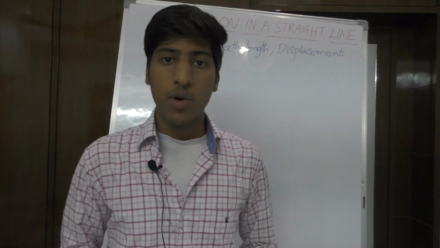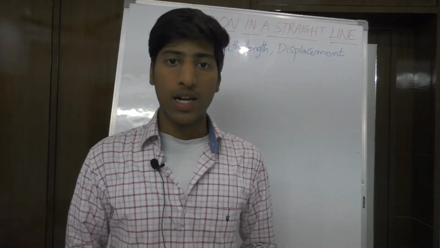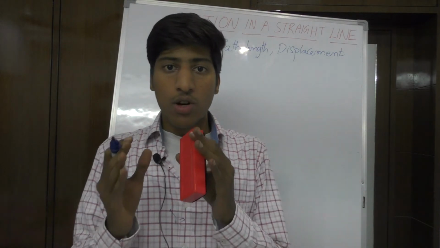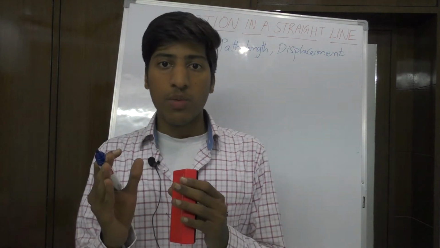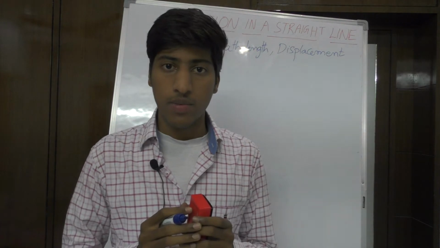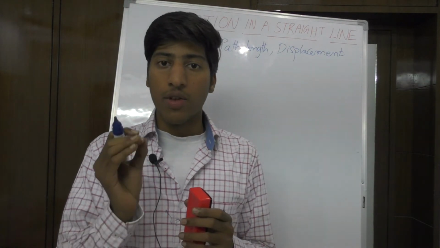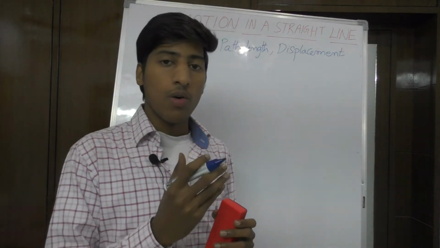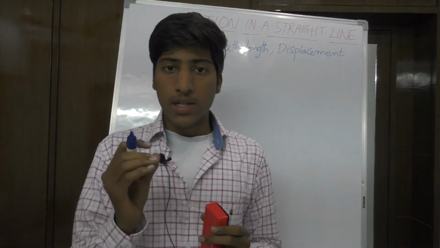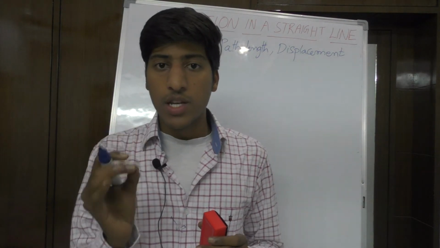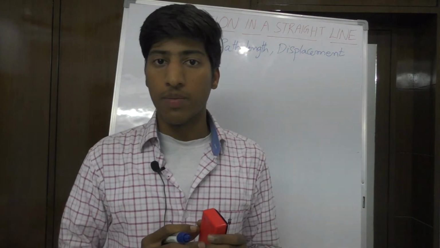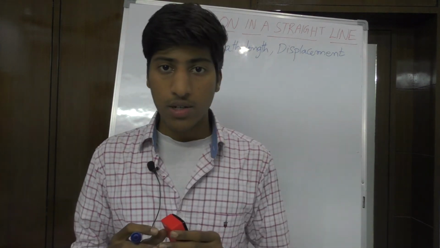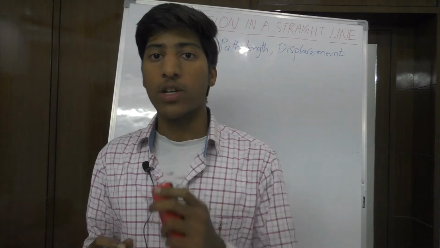Now I will be discussing the concept of path length and displacement. Path length is the total distance covered by the body from the initial position to the final position, and this path length will have only magnitude, so it is a scalar quantity. Whereas displacement is the shortest distance from the initial position to the final position, and this displacement will have both magnitude and direction, so displacement is a vector quantity.